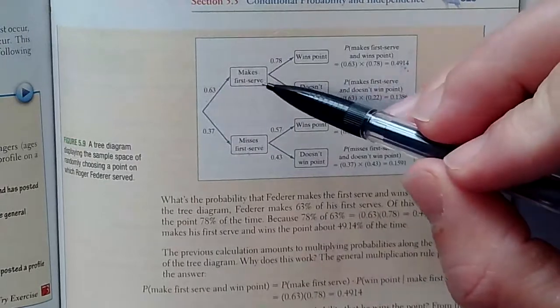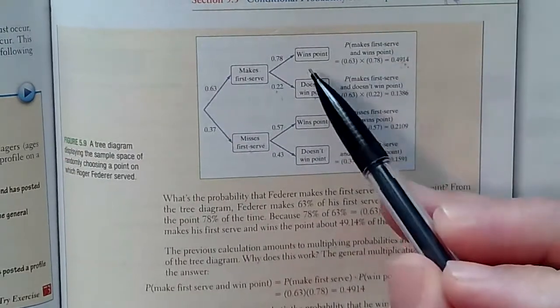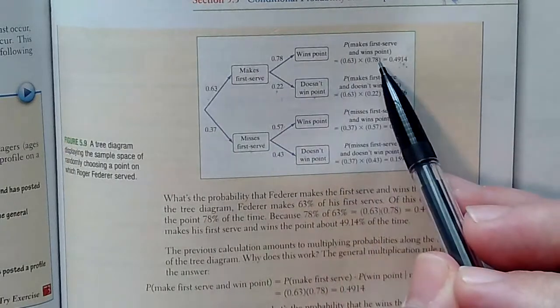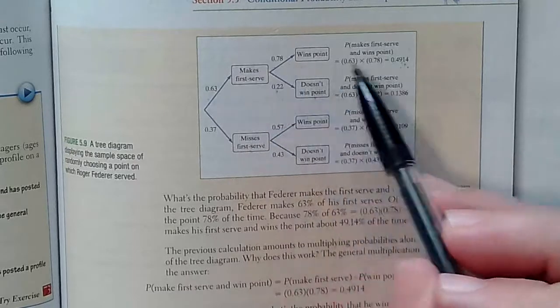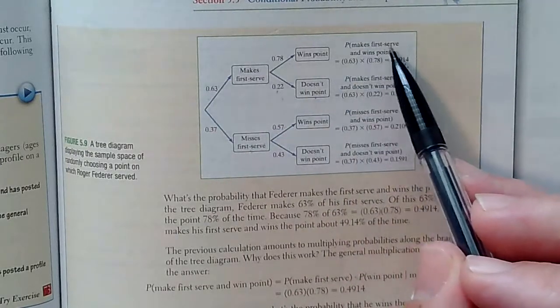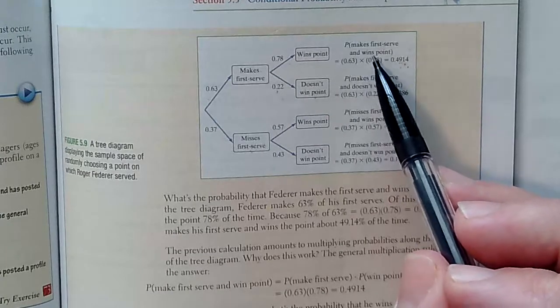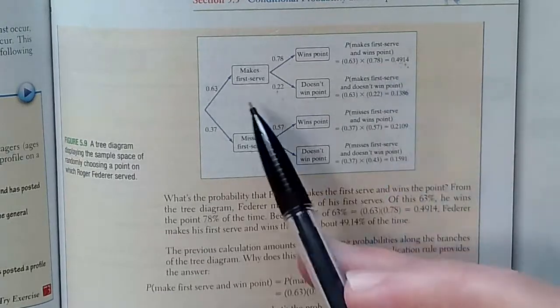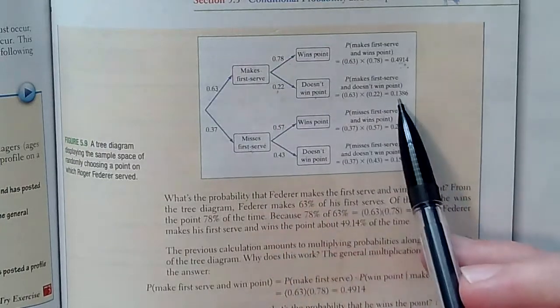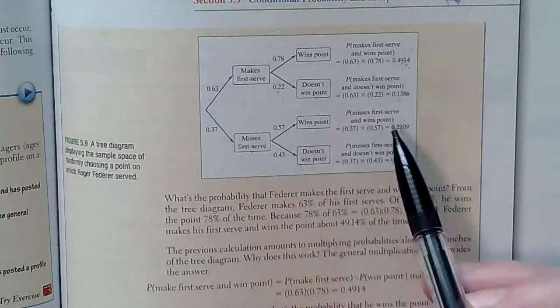Anyways, we're taking percentages of percentages here. So after he makes his first serve, 78% of those 63%, he wins. So that's why we use the multiplication rule here. They're kind of like little strands. Multiply, we get this number. Okay. So that's the probability he makes his first serve and wins the point. And then we just keep following these strands. 22% of the 63, he loses. We get this number.